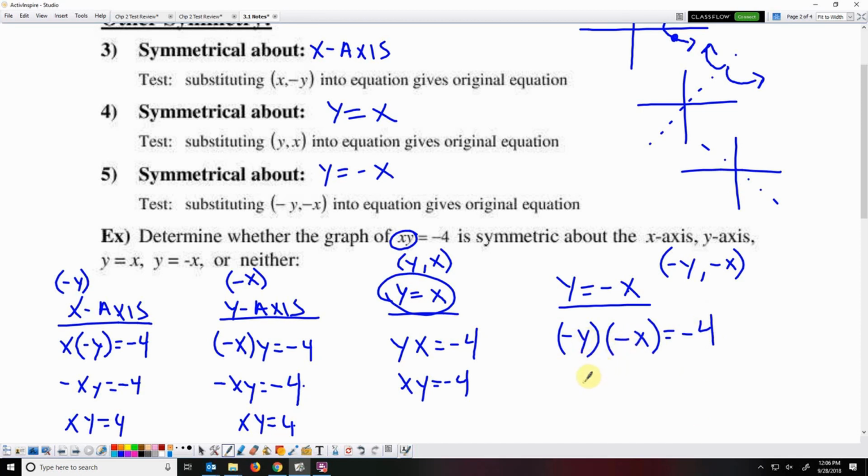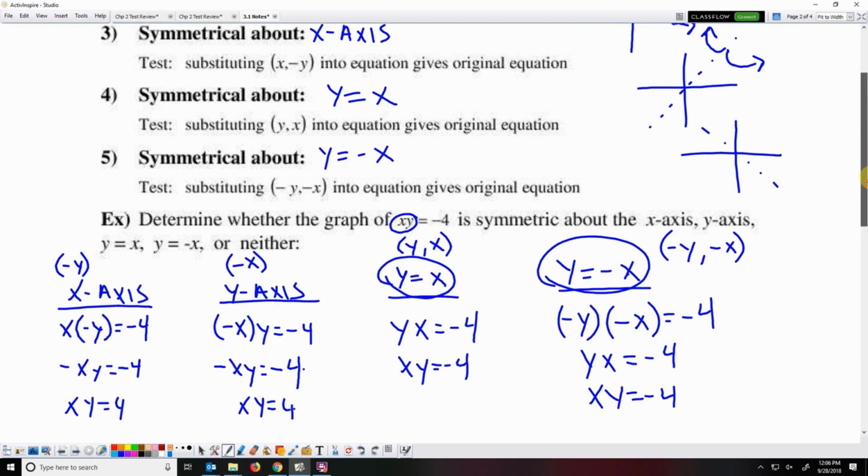Negative y times negative x is the same as y times x. Okay, negative times negative is positive. And y times x is the same as x times y. And mathematically, I was able to make it match the original. There is symmetry about y equals negative x.